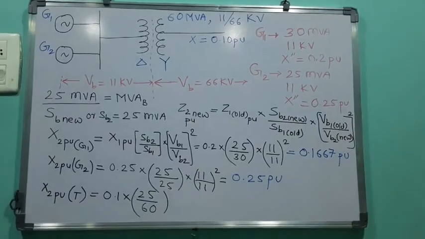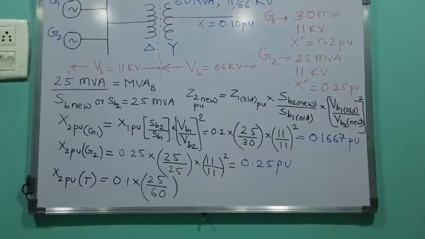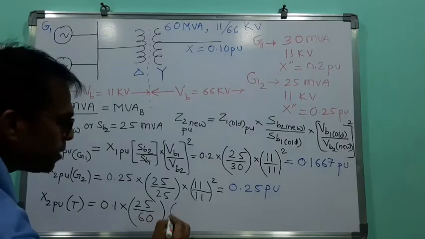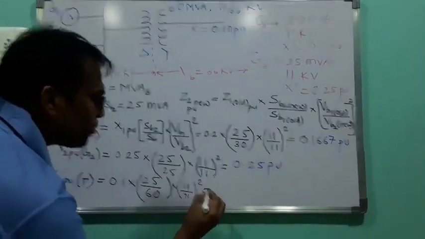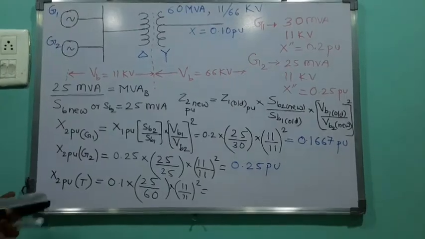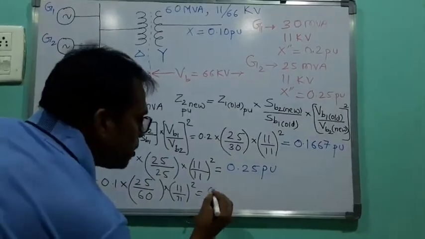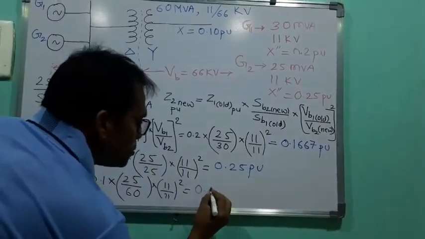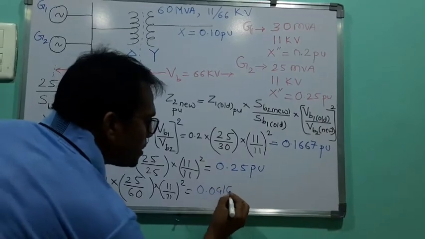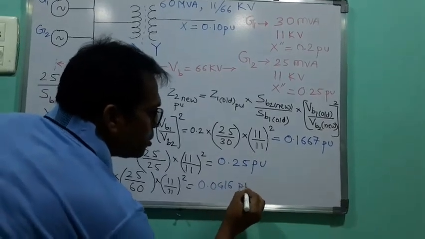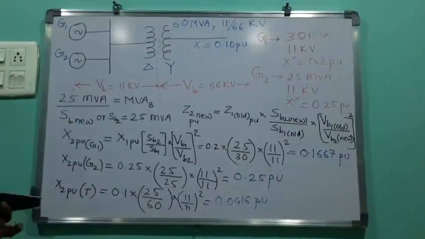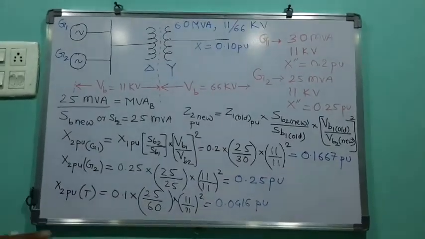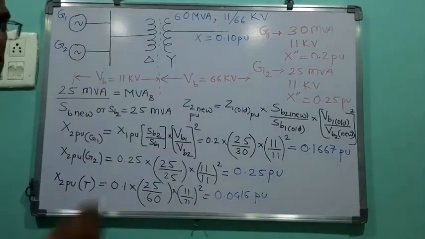What you are doing now is multiplying by 11 by 11 whole square. So what are you getting? Your value should be 0.0416 per unit. So these are the calculations for the new reactance of G1, G2 and the transformer.